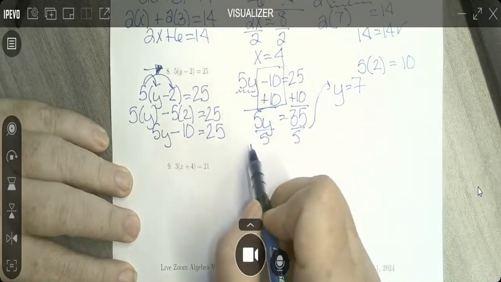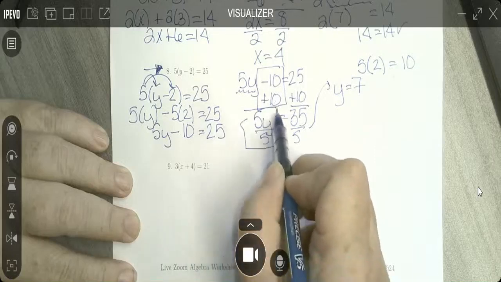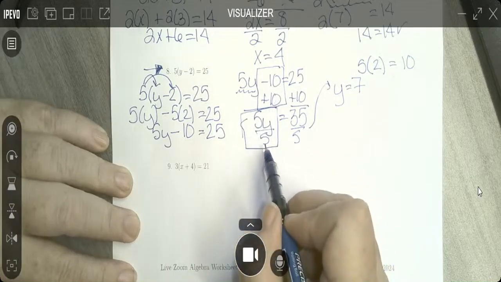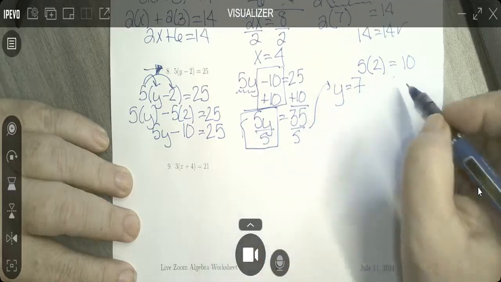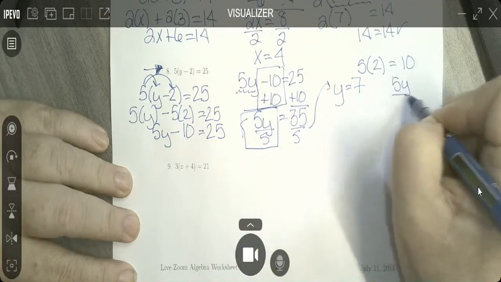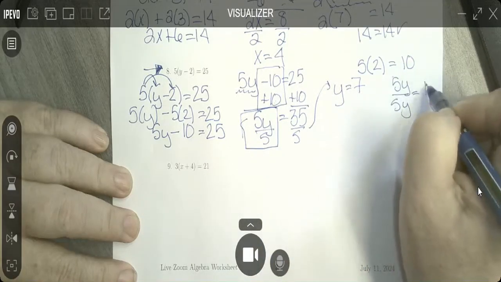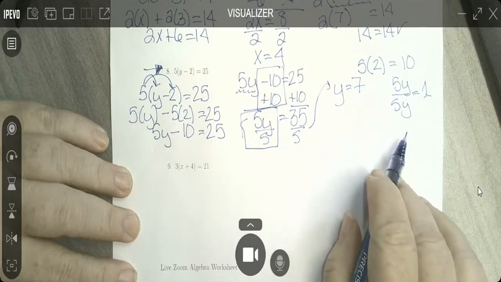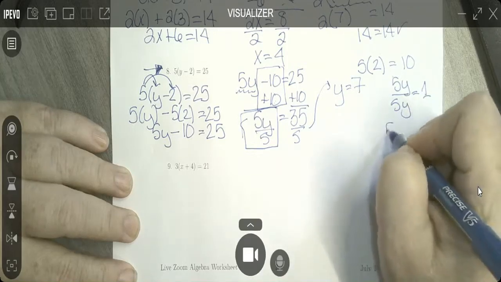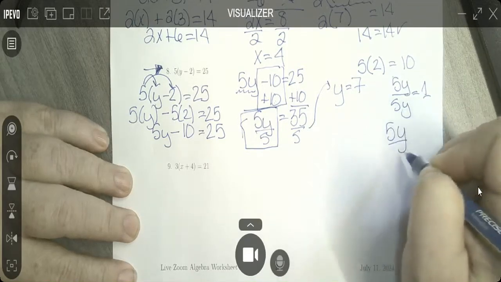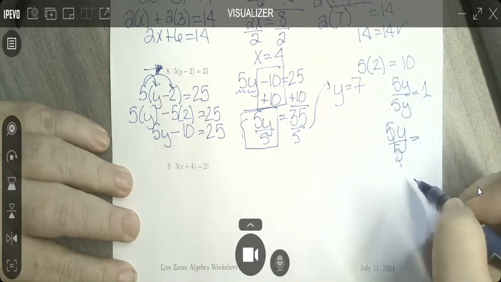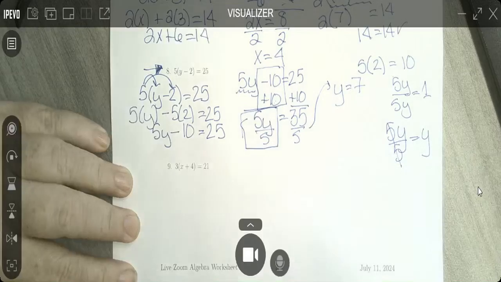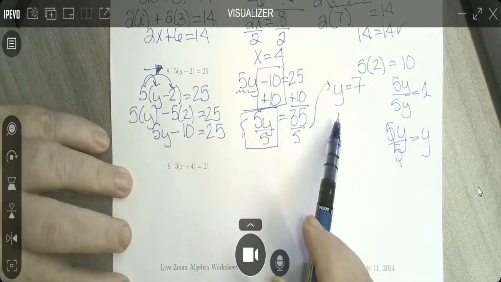Now I want to make a little comment right here. Some students will write 5y divided by 5y. We're not doing that because remember, I'm going to put that right here. 5y divided by 5y is 1, but we don't want that. We want y. And that's why we divided by 5. That's kind of funny. That's why y. 5 divided by 5 is 1, and that's how we end up with just y. Now we think our answer is 7.